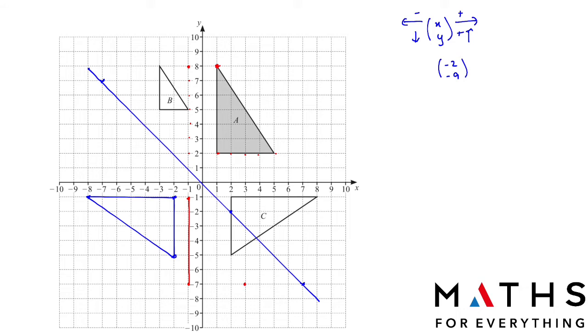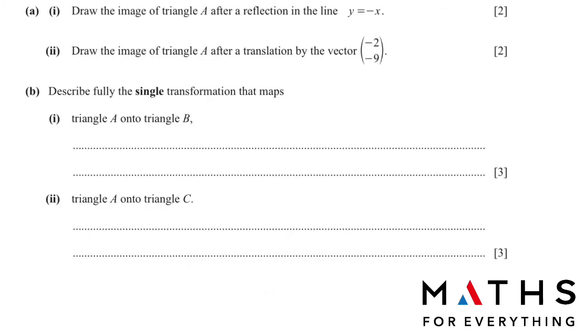Translation and reflection is very easy. So that's our A2. Next, describe fully the single transformation that maps triangle A onto triangle B.